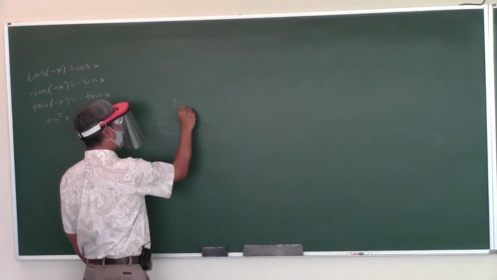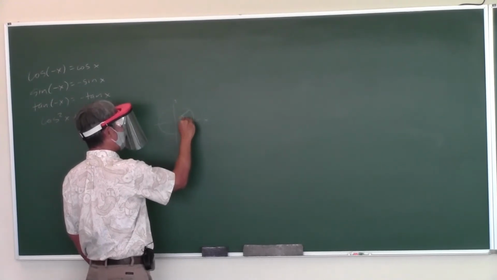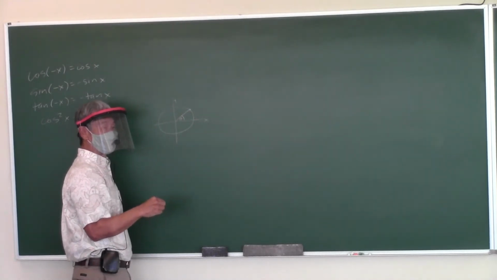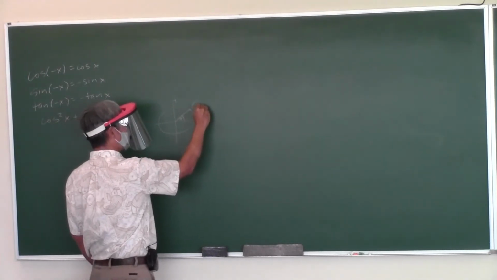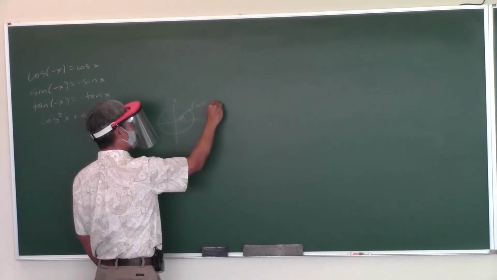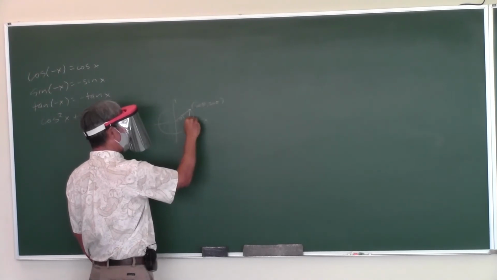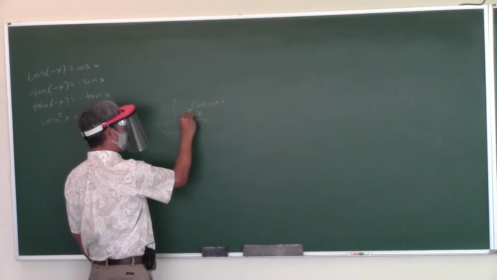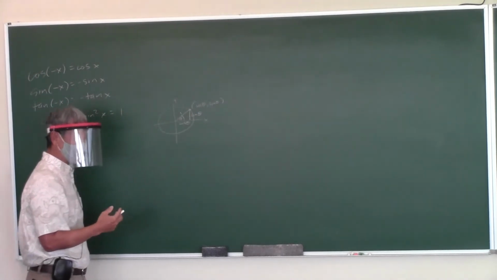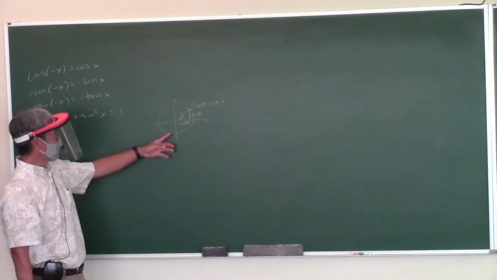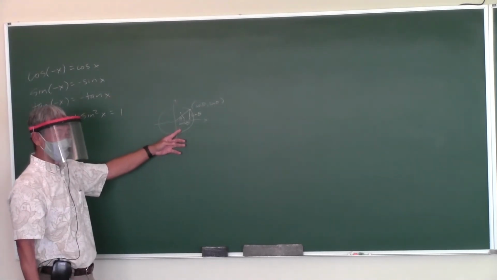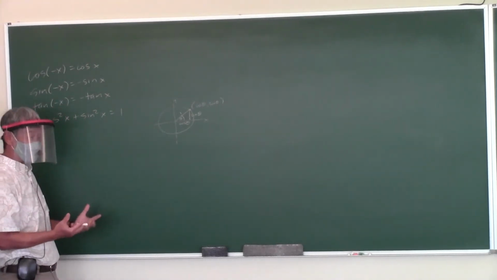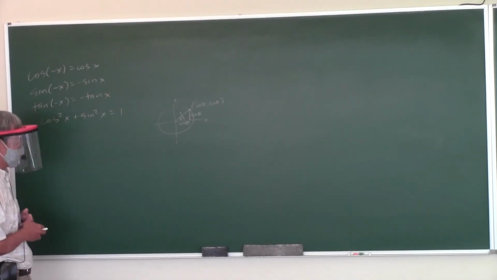So if you have a unit circle and then you have any angle here, what are the coordinates of this point again? Cosine is the x and sine is the y, right? So therefore, isn't this cosine and this sine? And this is the unit circle, so the radius is 1. And what happens when you apply the Pythagorean theorem? You get this. That's why we call it the Pythagorean identity.